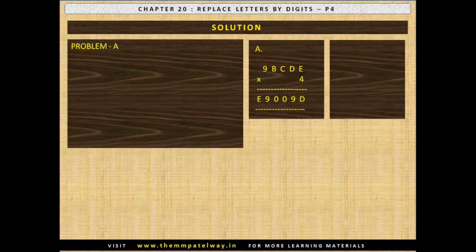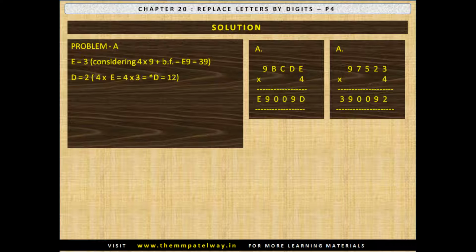Let's solve the problem A. The first value which we can find out is E. E will be equal to 3, considering 4 into 9 plus brought forward digit will be equal to E9, and we will get 39. Next we can find is D equals to 2 because 4 into E, that is 4 into 3, equals star D, that is equal to 12. Then we can find out C equals to 5 as it cannot be equal to 0.